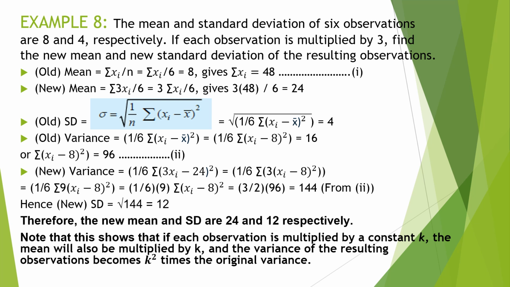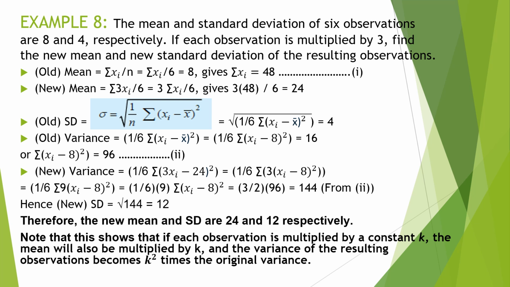Now for standard deviations. The old standard deviation, putting the values in the formula, root of 1 upon 6 sigma xi minus x bar whole square. This is given to us as 4. Squaring both the sides, we get the old variance 1 upon 6 sigma xi minus old x bar, which was 8, square, that is equal to 4 square, which is 16. So now simplifying, we get sigma xi minus 8 whole square is 6 into 16, 96.